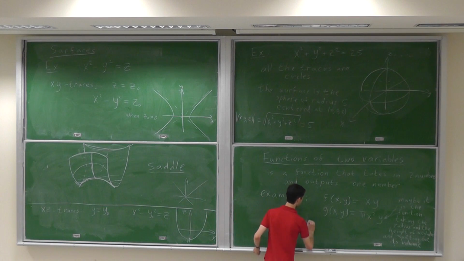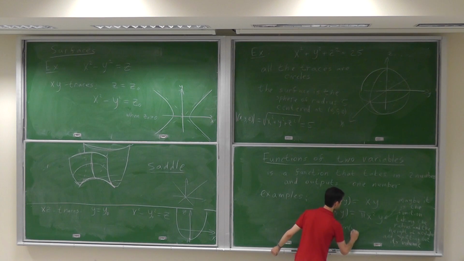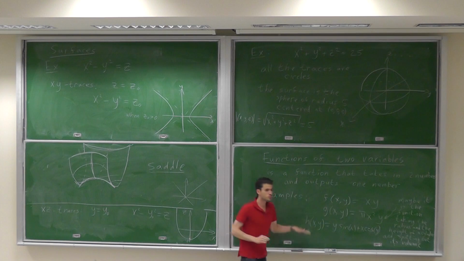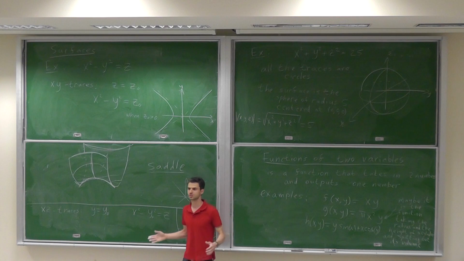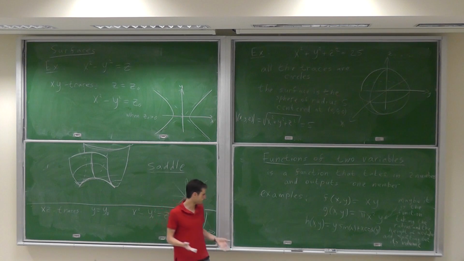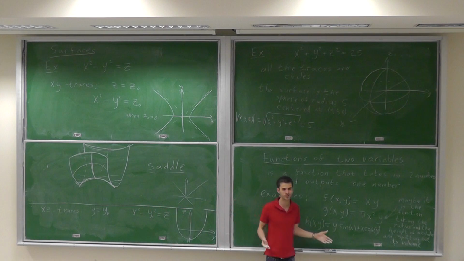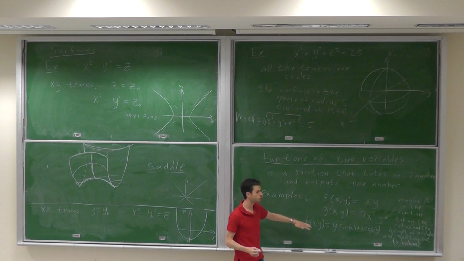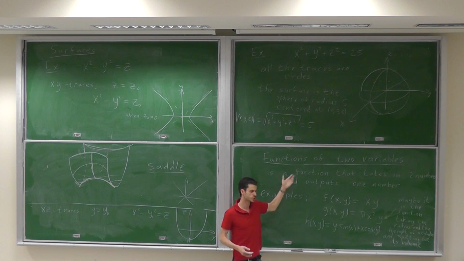Well, it could be more complicated. It could be something like y sine of x plus x cosine of y. Could be lots and lots of different functions. The only thing which is common is, well, they take in two numbers, output one number. We call such a creature a function of two variables.